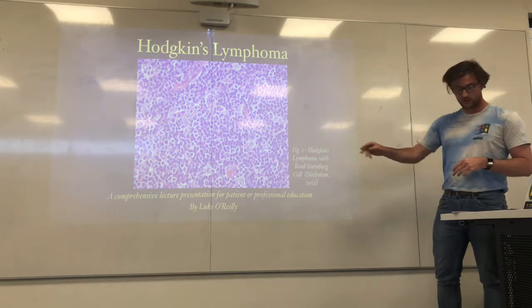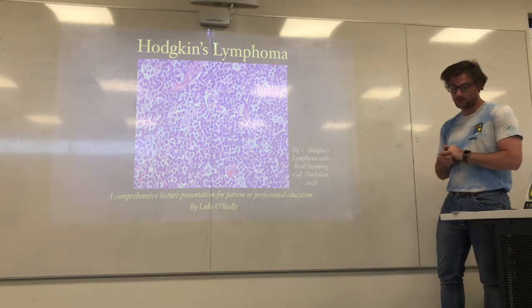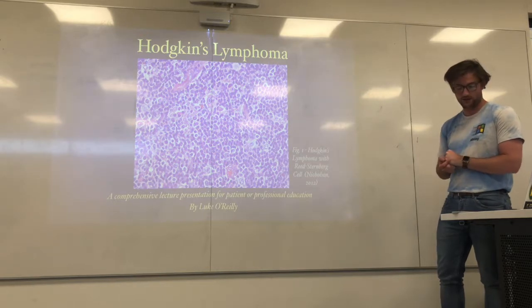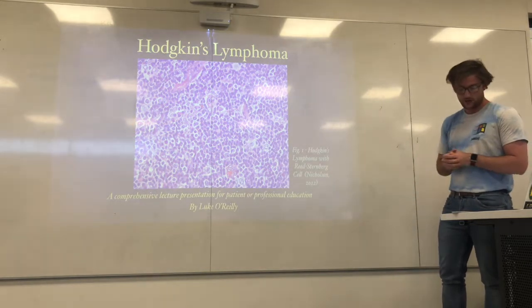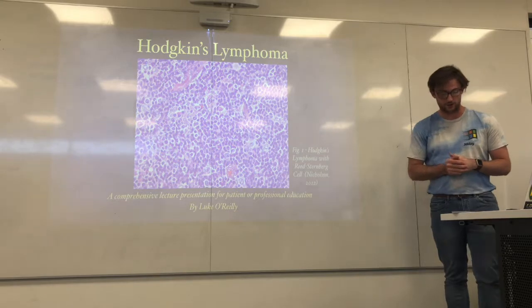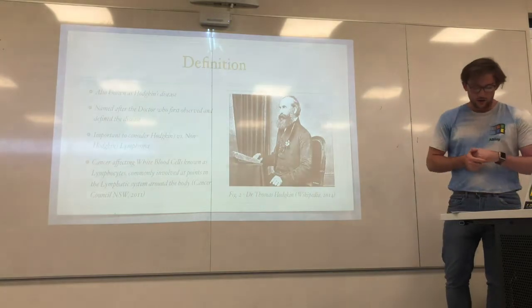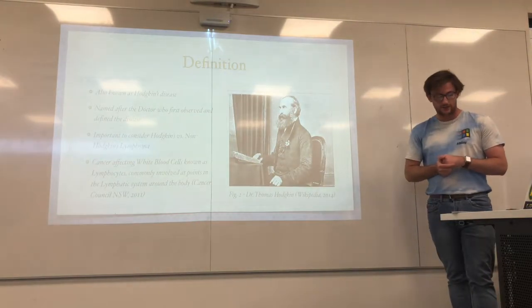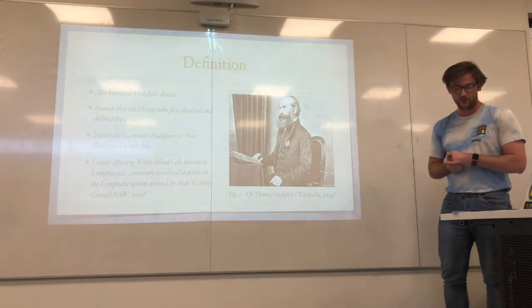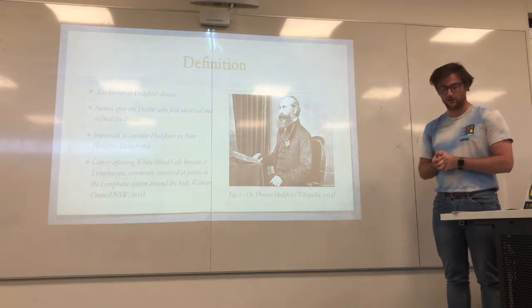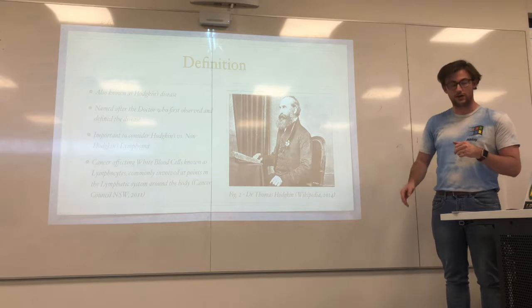As can be observed in Figure 1 on the screen, this is a medical image depicting Reed-Sternberg cells in the upper middle quadrant of the image. I will discuss these cells in detail throughout the lecture. Hodgkin's lymphoma, also known as Hodgkin's disease, is named after the practitioner who initially observed and defined the disease, Dr. Thomas Hodgkin. You can see him on the right of the screen there.